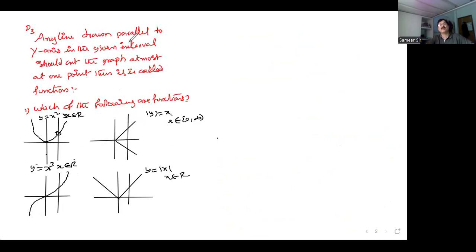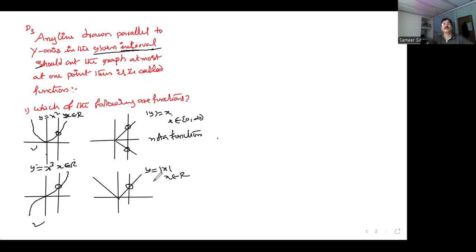Here is the definition. Whatever I said, I wrote here the same as it is. Any line drawn parallel to the y-axis in the given interval, later on we are going to say that this given interval is called its domain if it is a function, should cut the graph at most at one point. Yeah, this is a function. And this is also a function because it is going to cut at one point. Here it is 2 points now. You see that it is cutting at 2 points, so it is not a function.